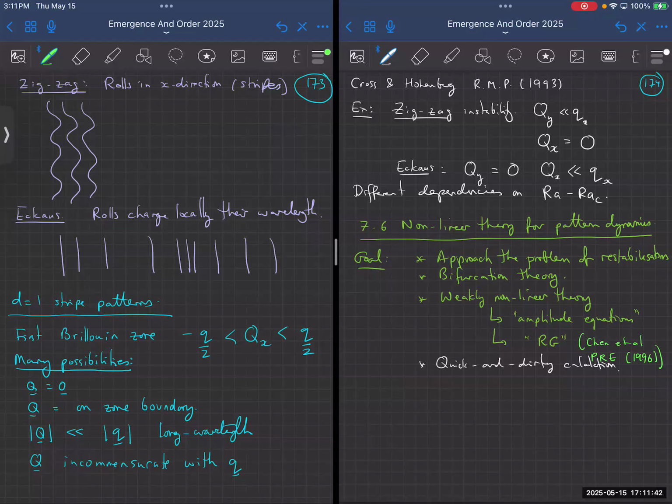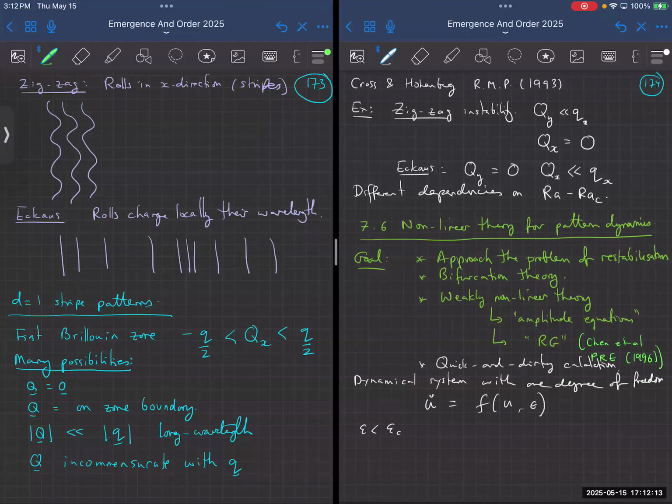So let's suppose I have a dynamical system with 1 degree of freedom. Okay, so it obeys some equation like this: u dot is equal to f of u. But now what I'm going to do is I'm going to put in here some control parameter epsilon that's going to control the behavior of the system. So let's suppose that when epsilon is less than some critical value, that u is equal to 0 is a stable solution.